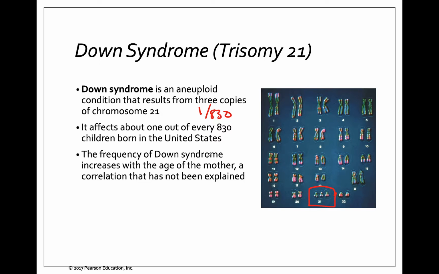The frequency of Down syndrome has been shown to increase with the age of the mother. So we find that there is an increased risk of Down syndrome in women who are over 35, and it actually increases dramatically when you hit 40 and then 45 again. So this 1 out of 830 is an average. If you're having a child and you're younger than 35, the incidence of Down syndrome is actually much lower than that. And as you go up kind of every 5 years, it becomes much higher.